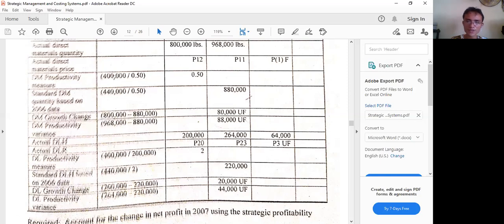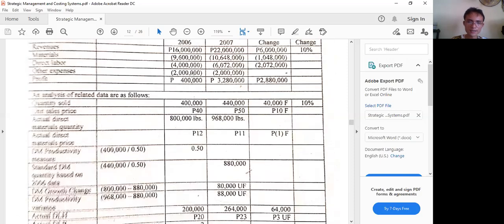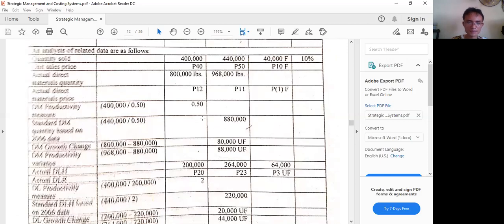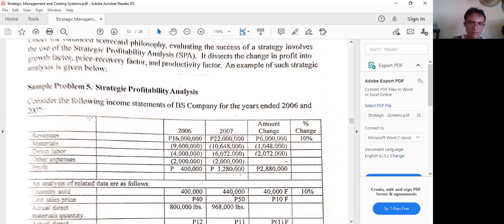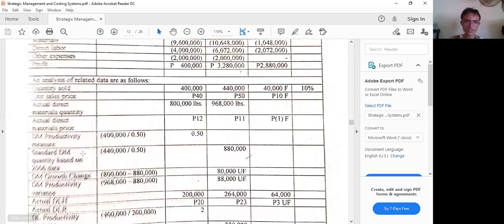400,000 divided by 0.5, that's 800,000. That's for the standard DM quantity based on 2006 sales then, right? Yeah, this is 2006, perhaps, but it is quantity based on 2007 sales: 440,000 divided by 0.5. That's 880,000.